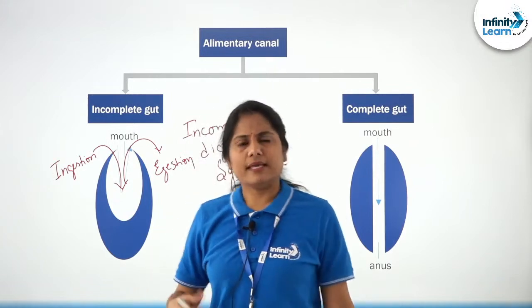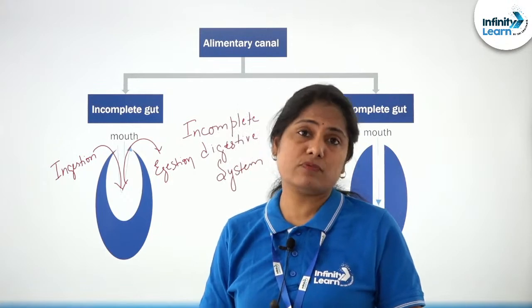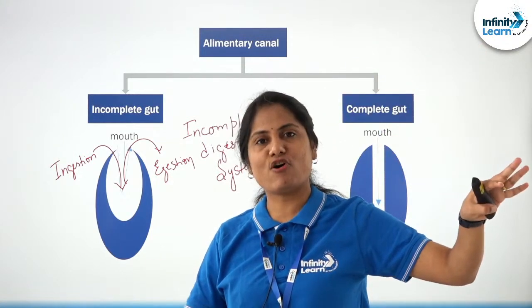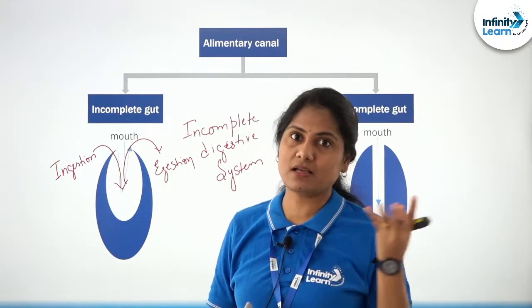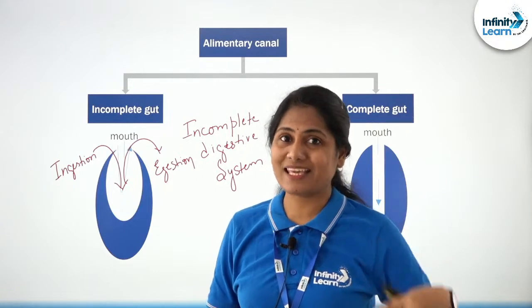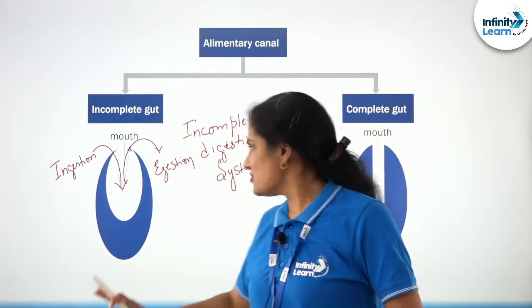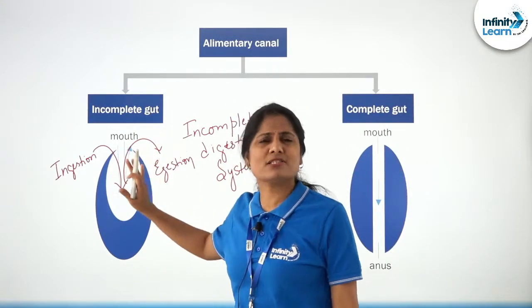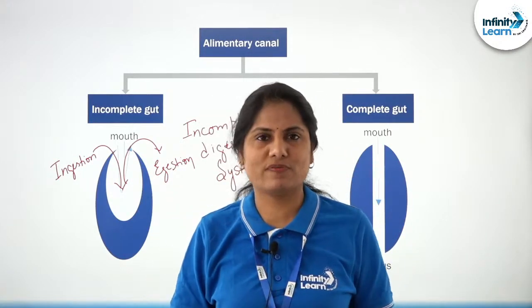Normally, in the alimentary canal, what you would have learnt in your high school level itself, what do you know of? This mouth for ingestion, this anus for ejection. Here on the other hand, these lower organisms, they have a single opening, whether it's for taking in the food or removing the waste, right? So this is what is an incomplete gut, also referred to as blind sac bauplan. What a beautiful name again, right?